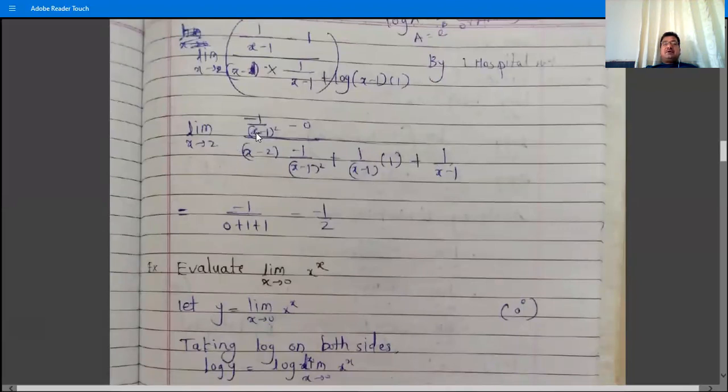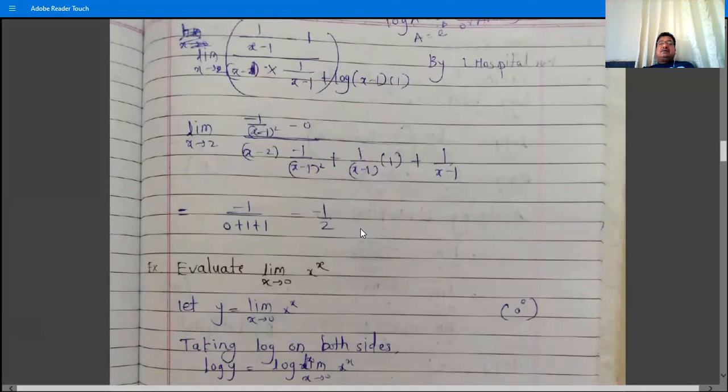What do we have? Minus 1 by 2 minus 1, that is 1, bracket square is 1, so we have minus 1 as the numerator. This becomes 0, this quantity 2 minus 2 is 0, so the 0, and if we substitute x as 2, the value of this quantity is 1, and this quantity is 1, so minus 1 by 2 is the answer.